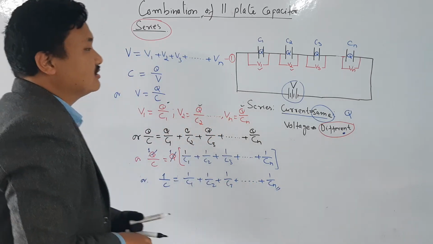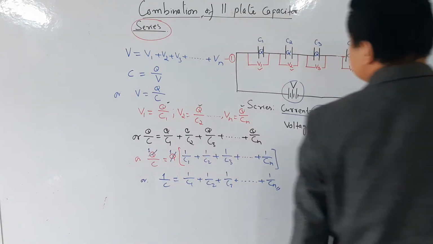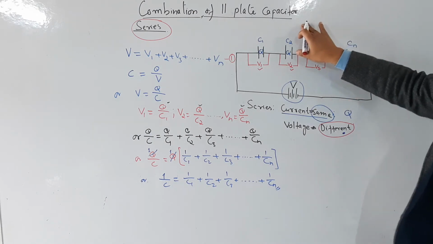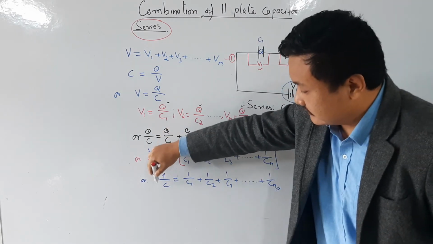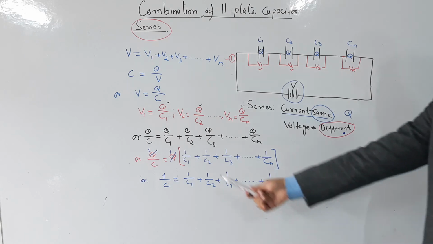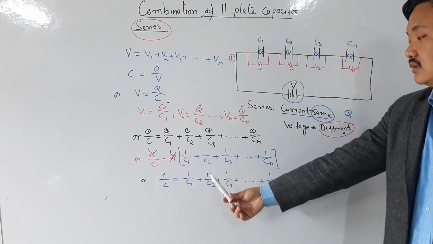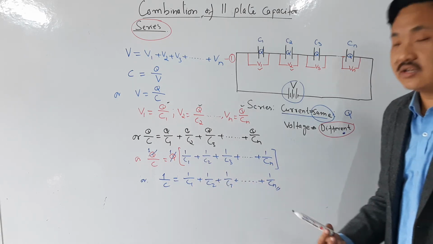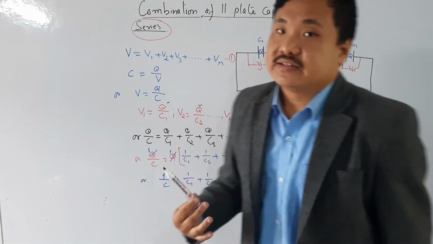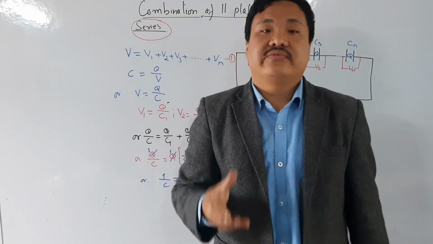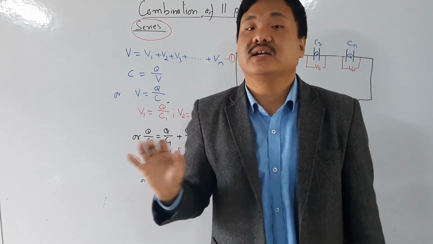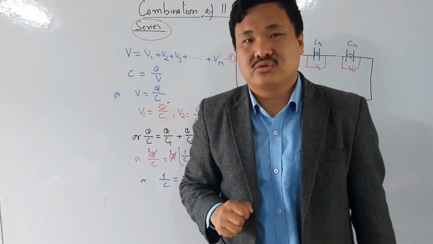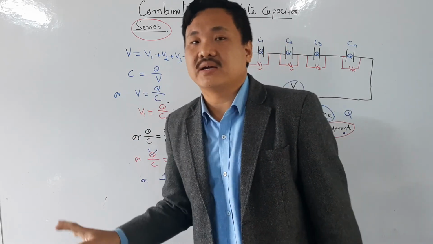So this is the net capacitance of parallel plate capacitors in series: 1 by C equal to 1 by C1 plus 1 by C2 and so on. If you see this, there is quite a difference between resistors and capacitors, which I don't talk about here, but you can always find the difference.